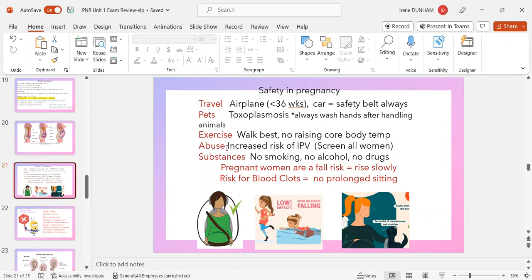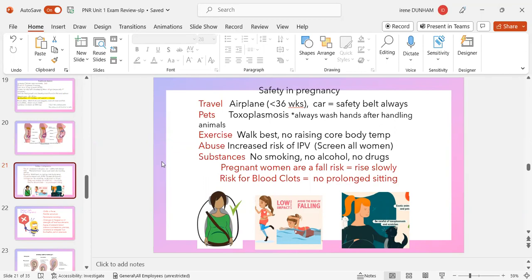Abuse. Remember, this is all about safety in pregnancy. So you have increased risk of intimate partner violence. We screen all women. And then substances: no smoking, no alcohol, no drugs. Smoking is very bad for the fetus. It goes right to the fetus. Alcohol, again, goes right to the fetus and causes fetal alcohol syndrome. And no drugs, because cocaine and heroin all pass transplacental. So we don't do that, okay?